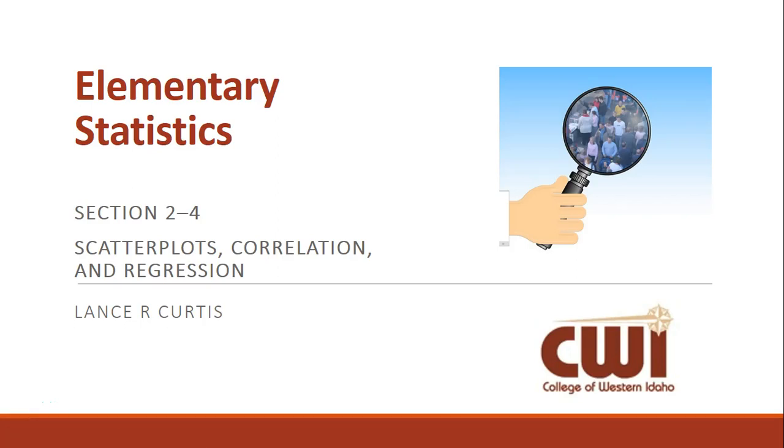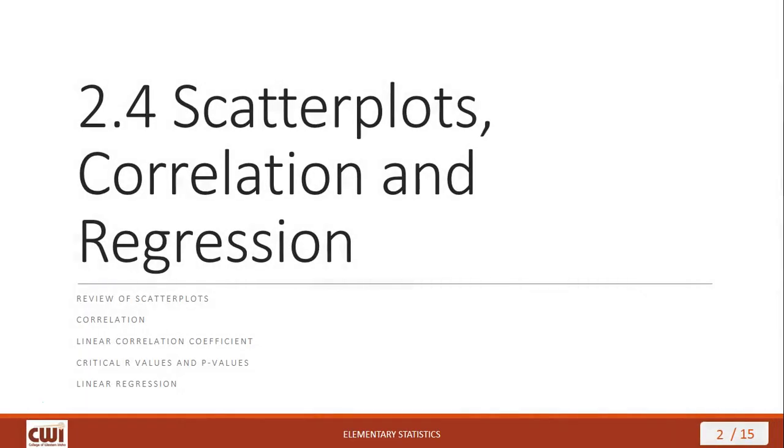I am Lance Curtis, and this is the lecture for Section 2-4, Scatter Plots, Correlation, and Regression. In this lecture, we're going to start with a review of scatter plots, which we saw in the previous sections in this chapter, and then we'll move into talking about correlation and the linear correlation coefficient. That will segue into a discussion of critical R values and P values, and then we'll wrap it up with a brief discussion on linear regression. So let's get into it.